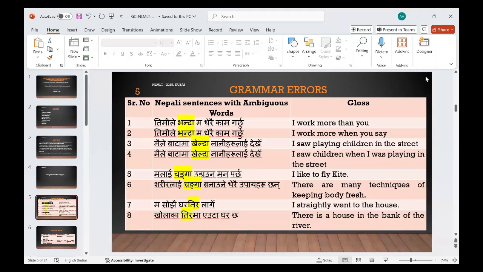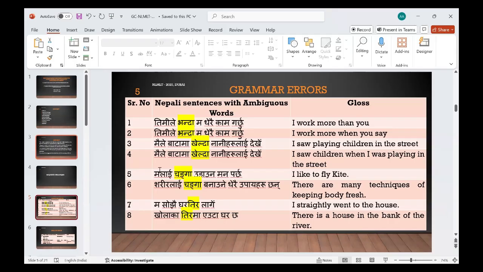The second sentence is Mele Batama Khelna Nani Harulai Deke, meaning I saw children playing in the street. A similar statement will have a different meaning, I saw children when I was playing. So only a minor difference makes a very big difference in the context.